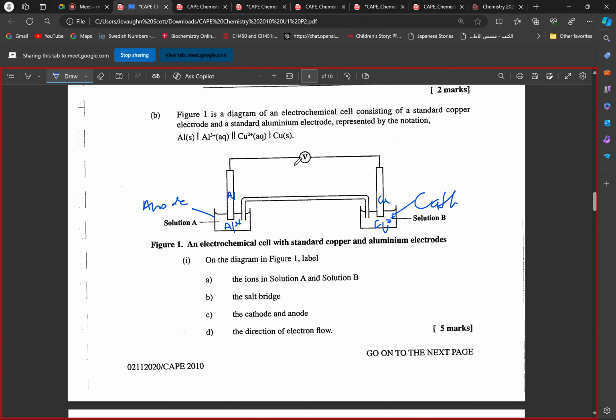And in that case now, this is our salt bridge. We know that this is our salt bridge. The direction of electron flow would be this way. Our electrons will be moving in this direction. Solution, ions for solution A. Those are the ions for solution A. So let's call this A and let's call this B. Those are our ions there. Moving on to the next page.